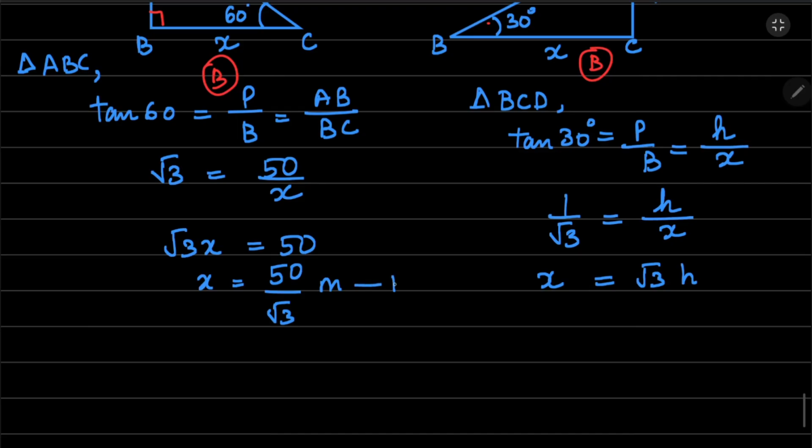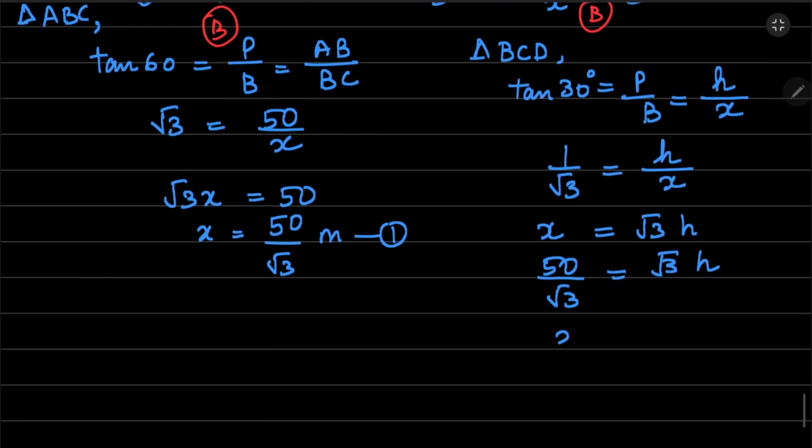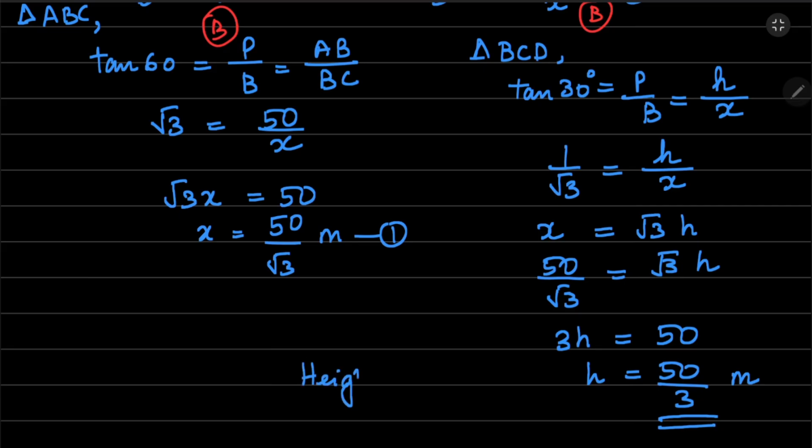Now I will replace X with 50 by root 3, which is equal to root 3 H. Again when you cross multiply, what do you get? 3H equal to 50, or H is equal to 50 by 3. If you want, you can convert it into decimals, because it's not perfectly divisible, you'll get around 16.6 meters, or you can just leave it as a fraction. So this is nothing but the height of the building.